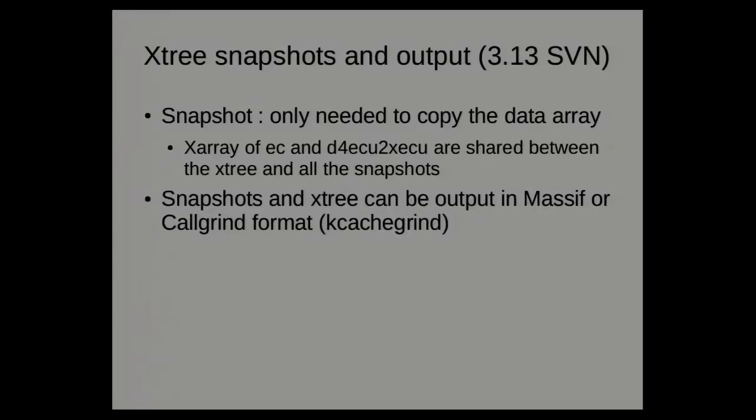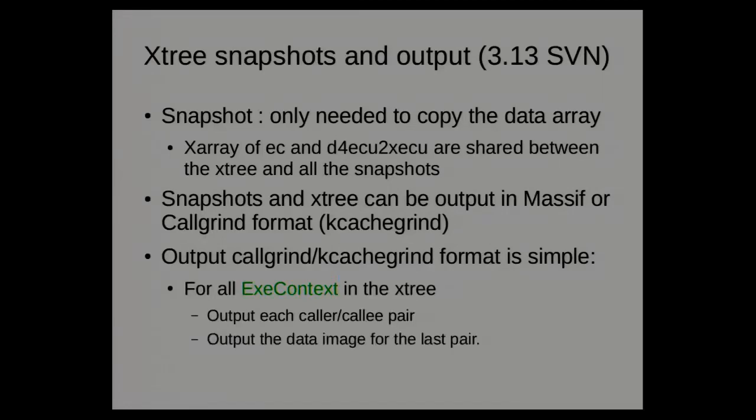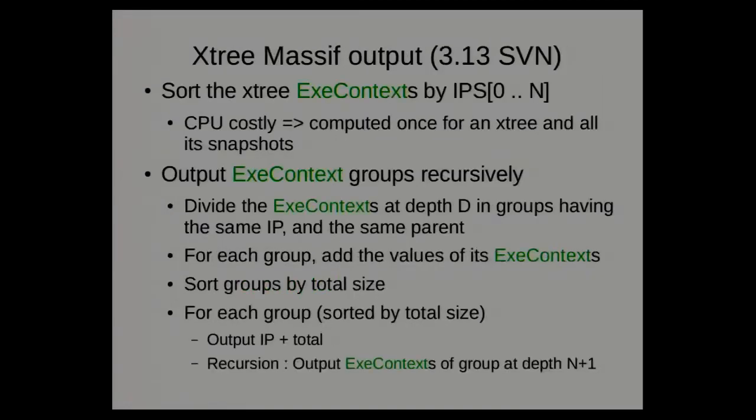So this snapshot and the active XT can be output in Massif format or Callgrind format as I explained. Outputting the Callgrind format is very simple. We scan the exec contexts in the XT, we output each caller-callee pair, and we output the data for the last pair. So outputting the Callgrind format is really easy. Now, being able to output the Massif format was slightly more complex.